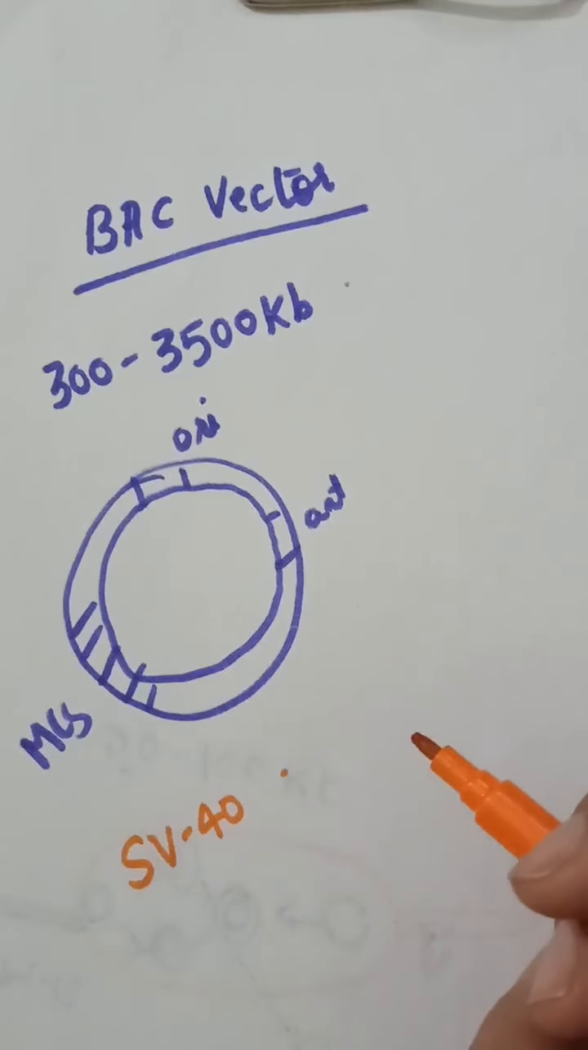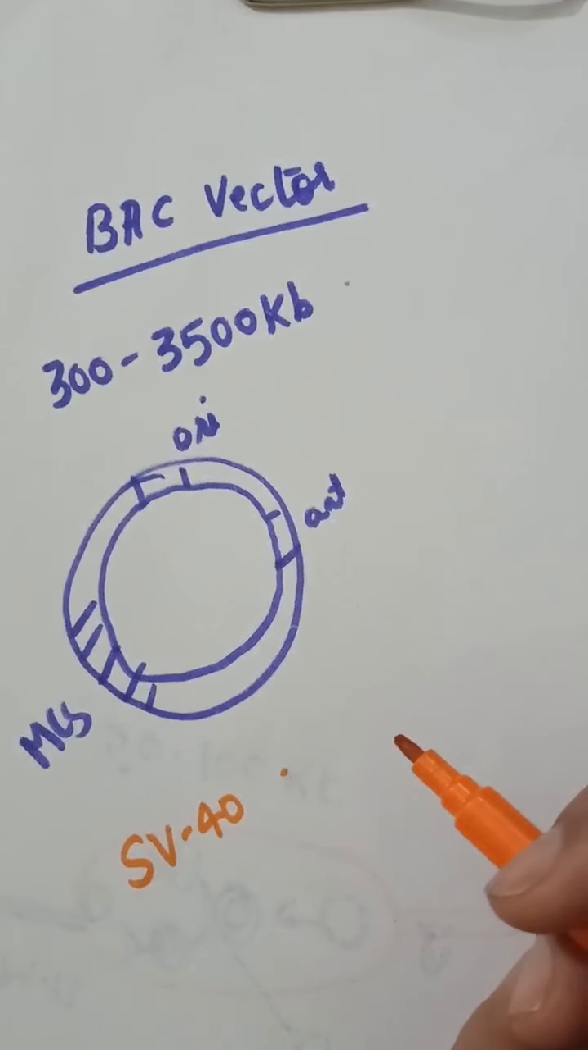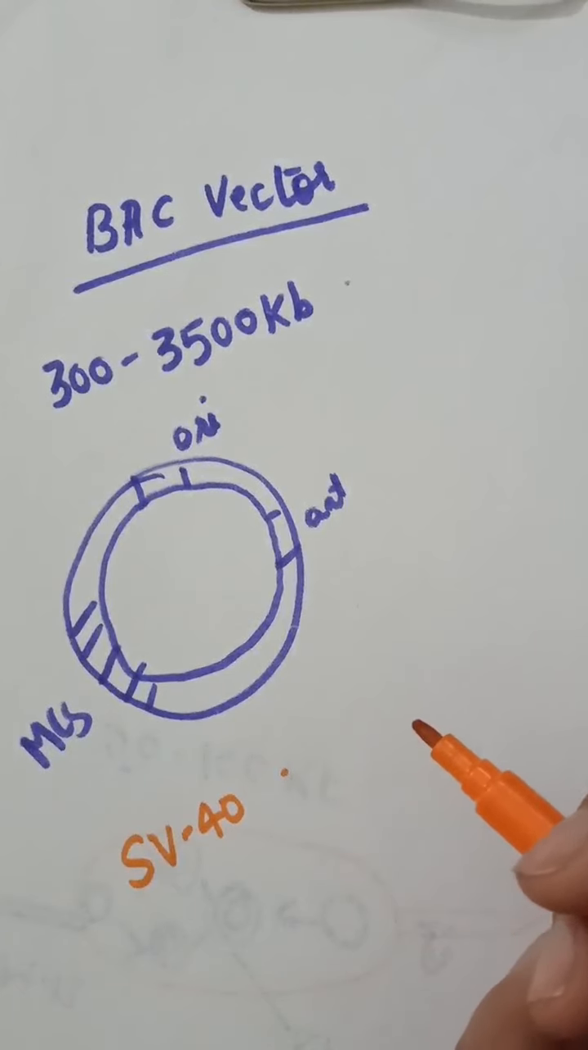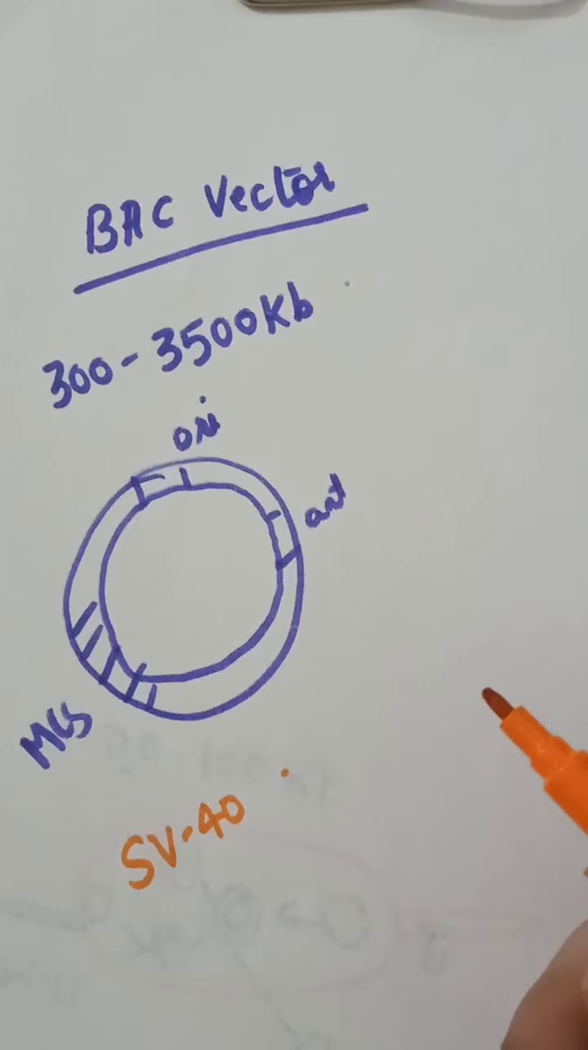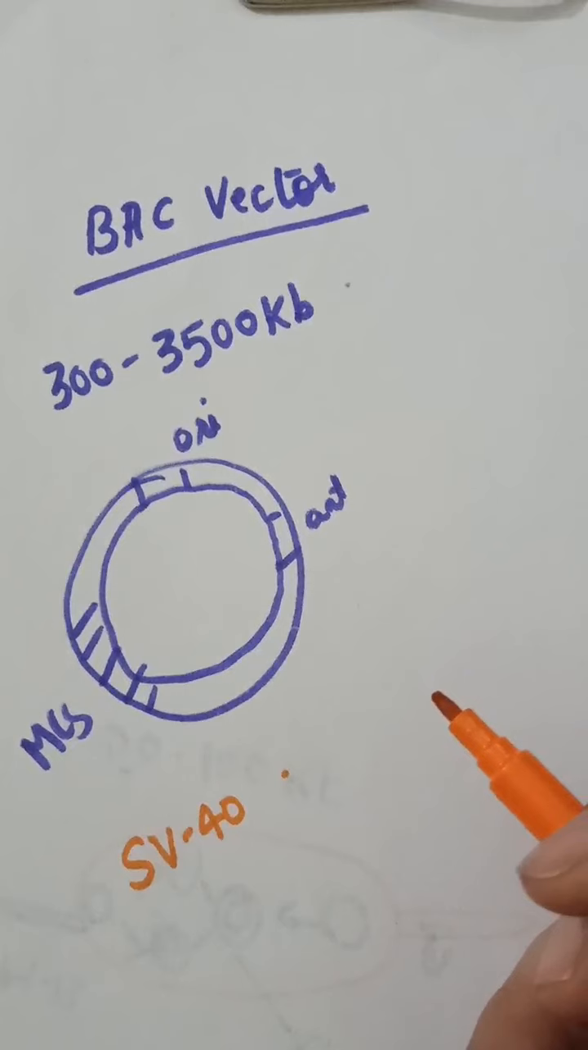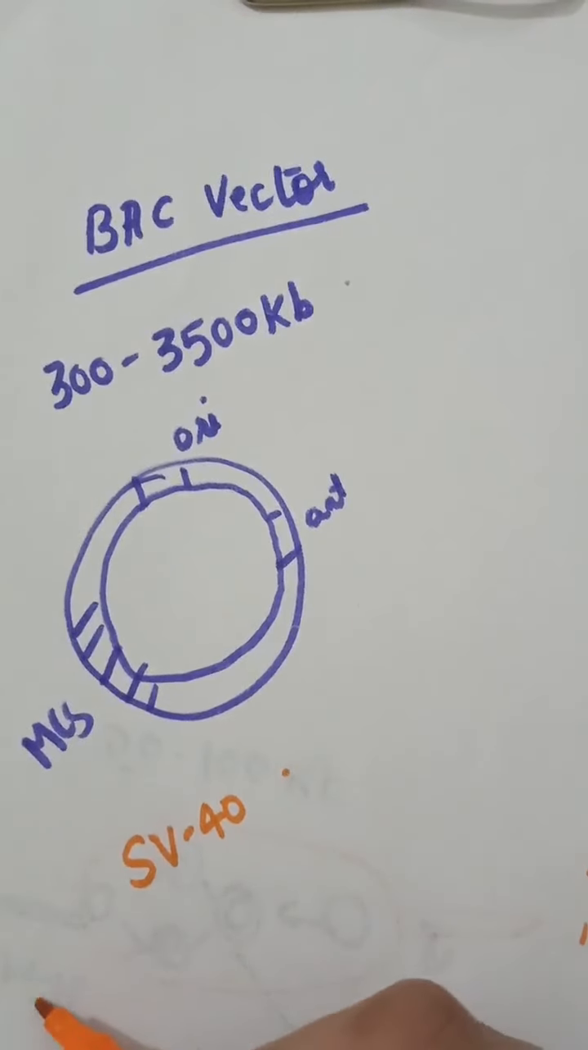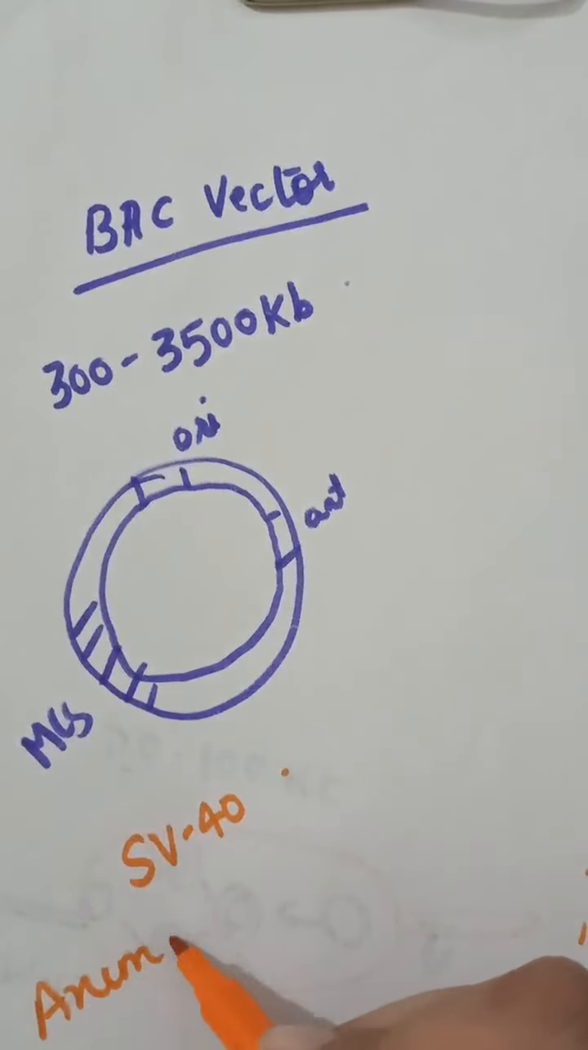Since then many vectors have been constructed. They include adenovirus, papillomavirus, retrovirus, and baculovirus, which can be used in insect cells. Papillomavirus and retrovirus are used to clone foreign DNA into mammalian cells. So these are animal viral vectors.